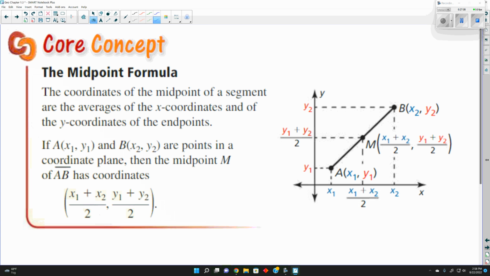Midpoint formula. The coordinates of the midpoint of a segment are the average of the x coordinates and of the y coordinates of the endpoints. If A is (x1, y1) and B is (x2, y2) are endpoints in a coordinate plane, then the midpoint M of line segment AB has these coordinates. Add the x values together, divide by 2. Add the y values together and divide by 2. And that is your midpoint. We'll be basing the next few problems off of this equation.